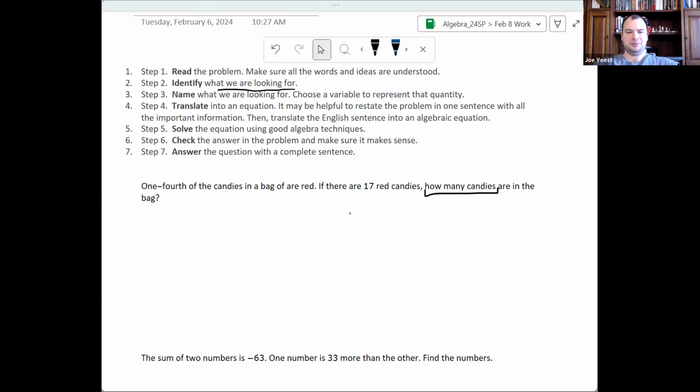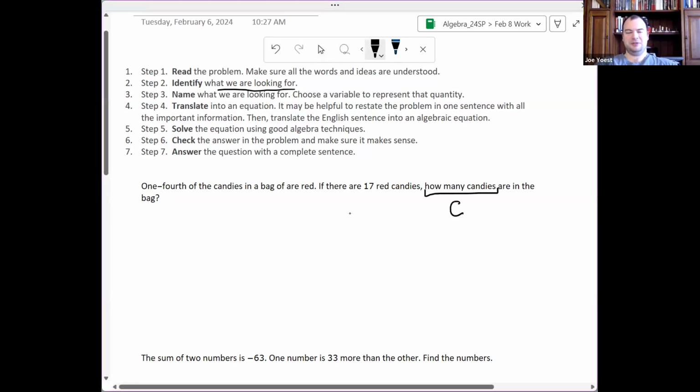So first, read the problem. 1/4 of the candies in a bag are red. If there are 17 red candies, how many candies are in the bag? What are we looking for? We're looking for the number of candies. So let's also call this C, just kind of incidentally. Children and candies start with the same letter, so we'll start with C for the variable. So that's the name we gave to what we're looking for.